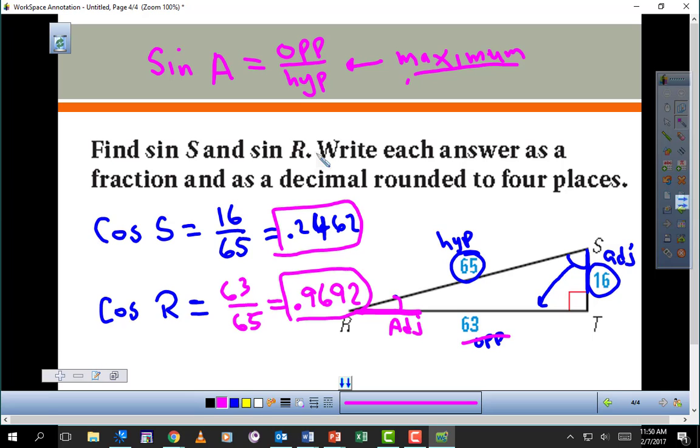Who said 1? Did you say 1? Explain. You don't know? Well, is it possible for the opposite side to be 65 and the hypotenuse to be 65? Which side is the biggest of the triangle? The hypotenuse. And it's in the denominator, right? Is it possible for the opposite side to be equal to the hypotenuse? Maybe? Think so?